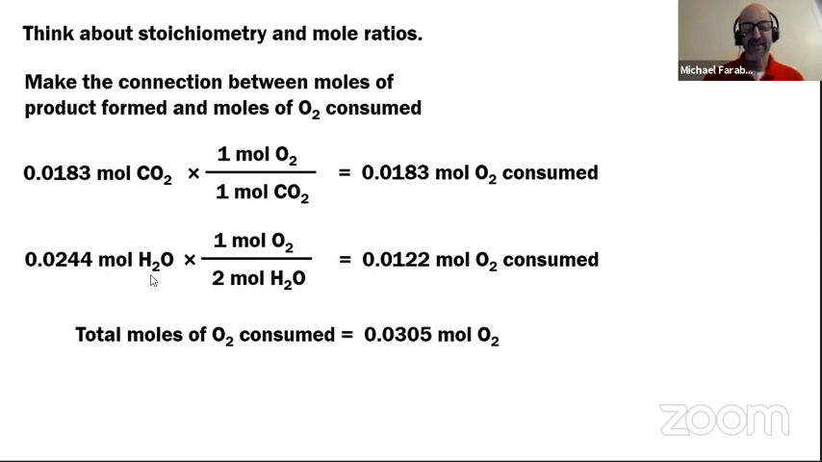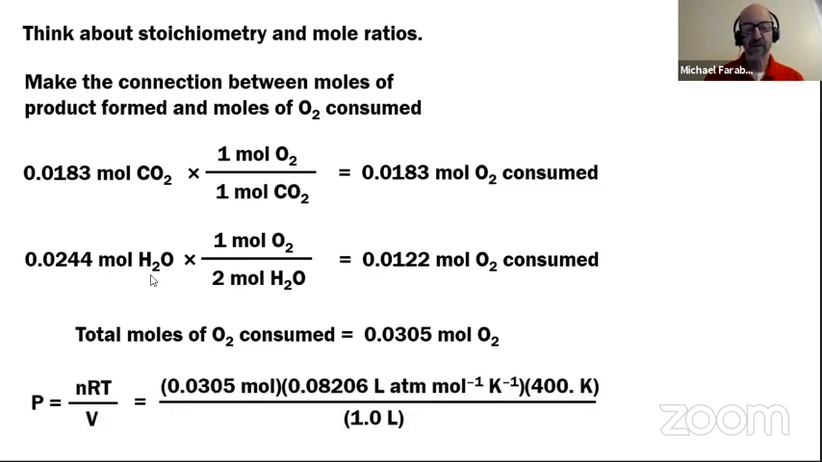Now, the question was asking how much pressure. They were talking about the partial pressure of O2 that was used up or consumed. So I can go back to the ideal gas law, but this time I'm solving for pressure. I plug in my number of moles of oxygen consumed, same ideal gas constant involving atmospheres, same temperature, 400 Kelvin, 1 liter vessel, and I get 1 atmosphere.